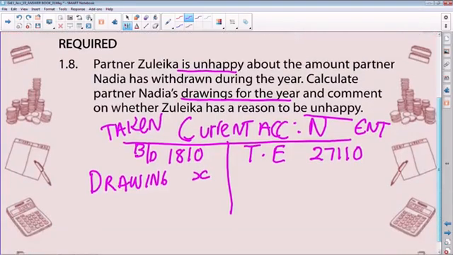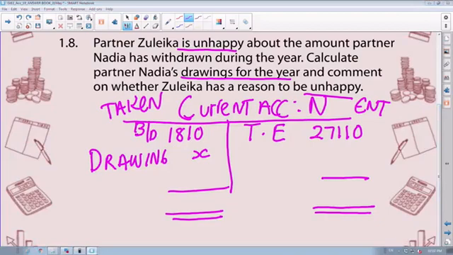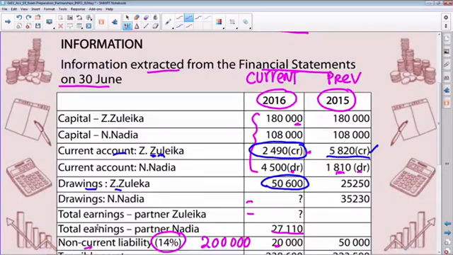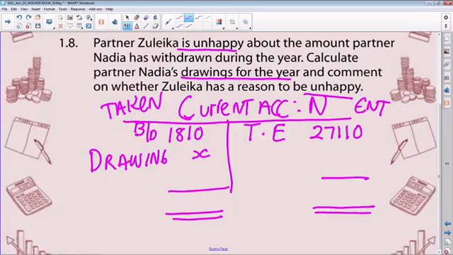Right, the last bit of information that I need to fill in into this ledger account is now my balance at the end of the financial year. So once again, my information sheet is going to give me that. So my balance at the end of the year, current account Nadia, so she's got, once again, a debit balance of 4,500. So let's fill that in. Okay, so 4,500, a debit balance, 4,500. So clearly we can see why Zuleika is not happy, because she's again taken more than what she was entitled to. So remember, guys, I've explained this already.